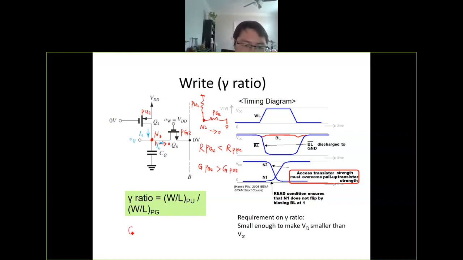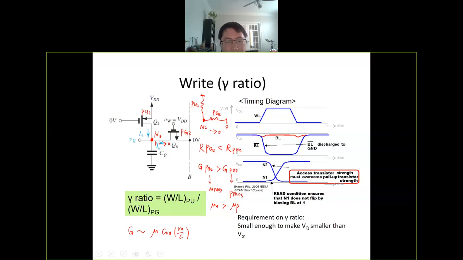And you know conductance, as we discussed before, is mu CoX W over L. But here you notice that PG, the pass gate, is NMOS, and PU is PMOS. And you know mu N is larger than mu P. So you see that even if they have the same W over L, because mu N is larger than mu P, you can satisfy this condition.